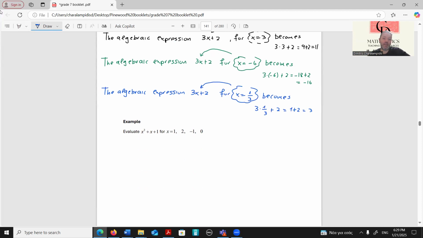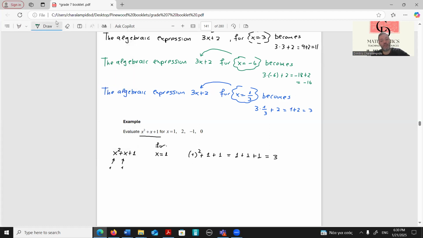Similarly, here we have a different algebraic expression. It's the expression x squared plus x plus 1. This time, at first, we want it for x equals 1. So all I'm going to do is, instead of x, carefully substitute 1. So it should become 1 squared plus 1 plus 1. So it's 1 plus 1 plus 1, which equals 3.